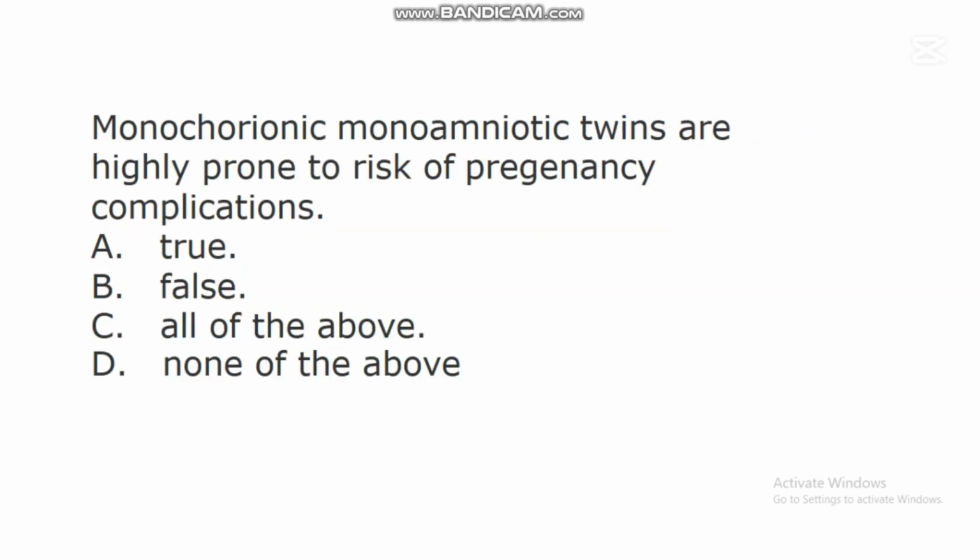The next question says, monochorionic monoamniotic twins are highly prone to risk of pregnancy complications. A. True. B. False. C. All of the above. D. None of the above. In this question, the correct answer is A. True. Studies have shown that monochorionic monoamniotic twins are highly prone to risk of pregnancy complications.